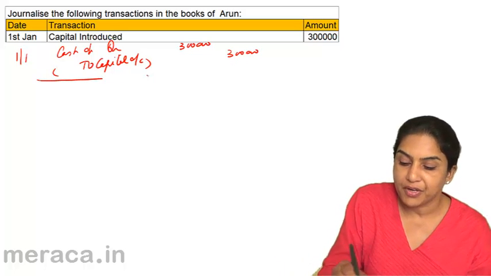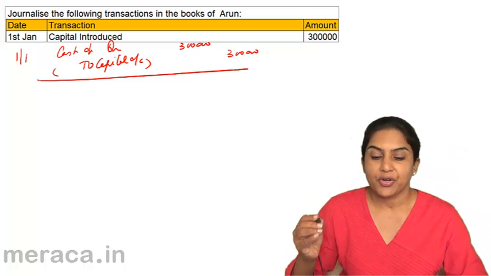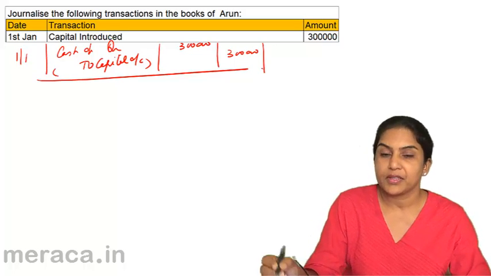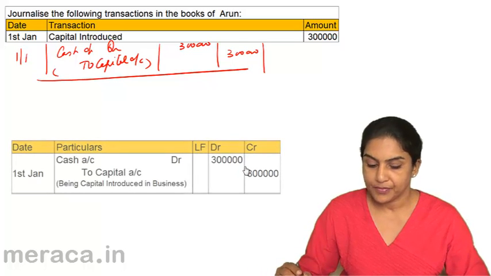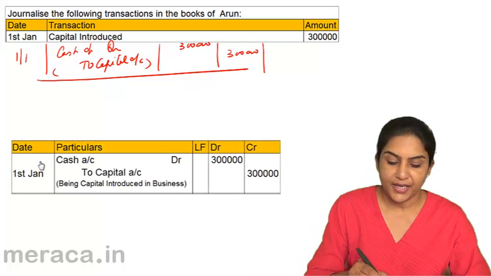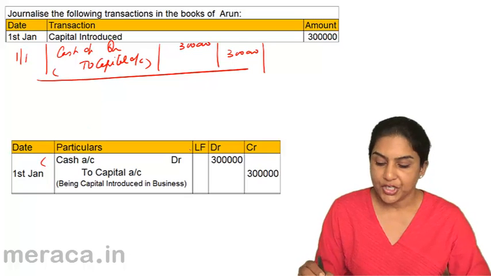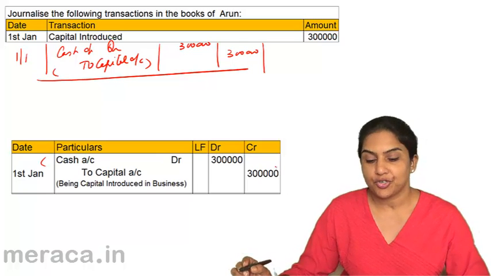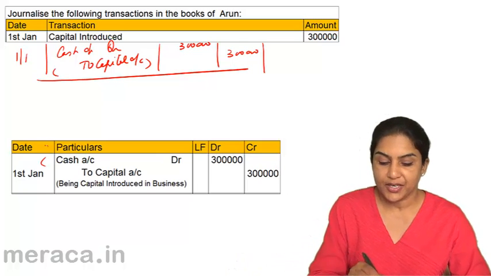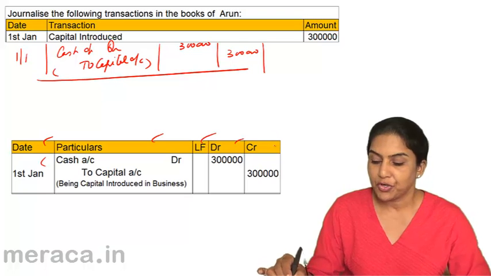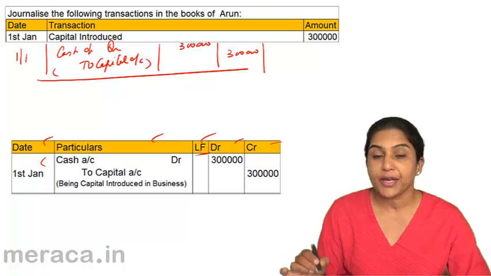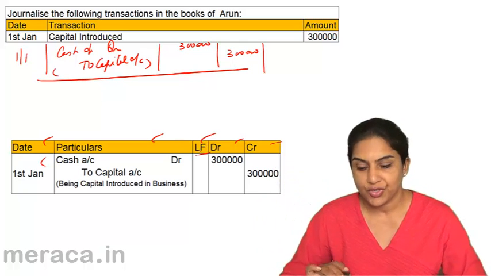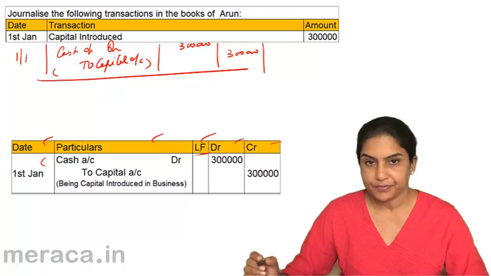We could write a brief narration. So cash account debit to capital account. This would be how the journal would look. 1st January, we got the date. Cash account debit to capital 3 lakh and 3 lakh, being capital introduced in the business, with a narration. Date, particulars, ledger folio, debit and credit. Mind you, ledger folio can be filled only when we post these transactions to the ledger. We'll come to that later.